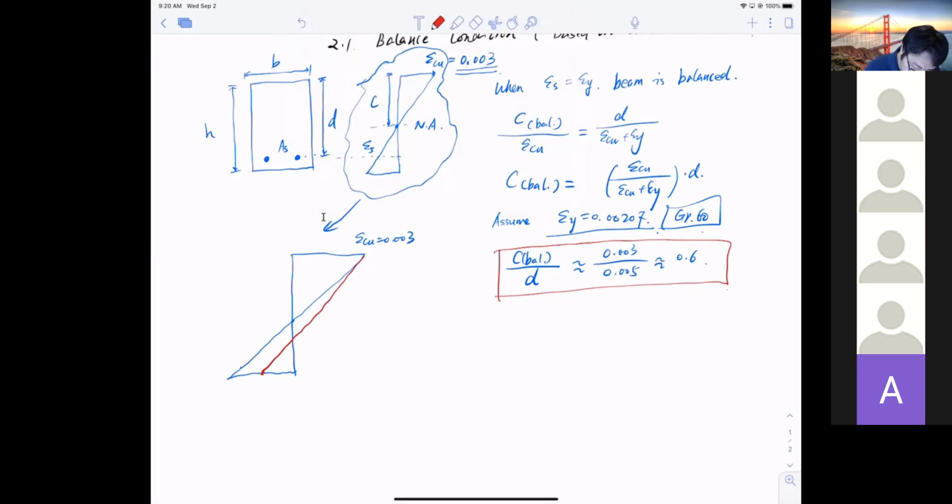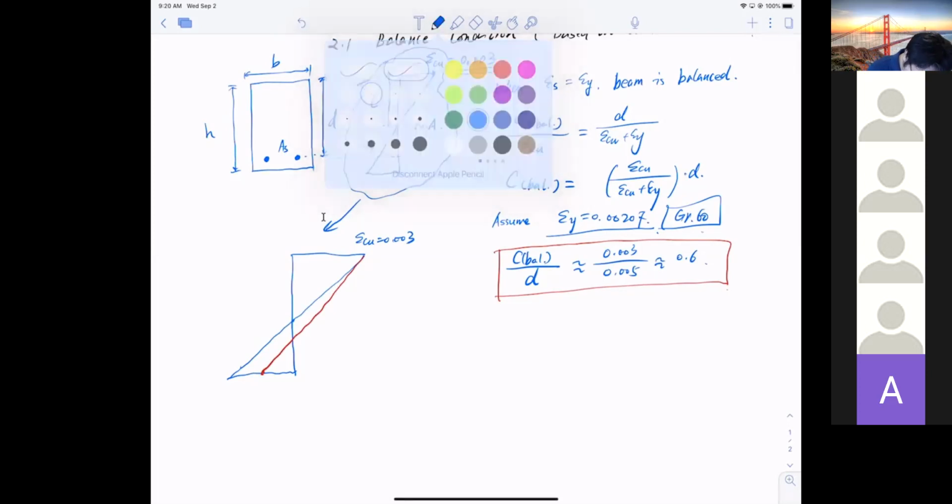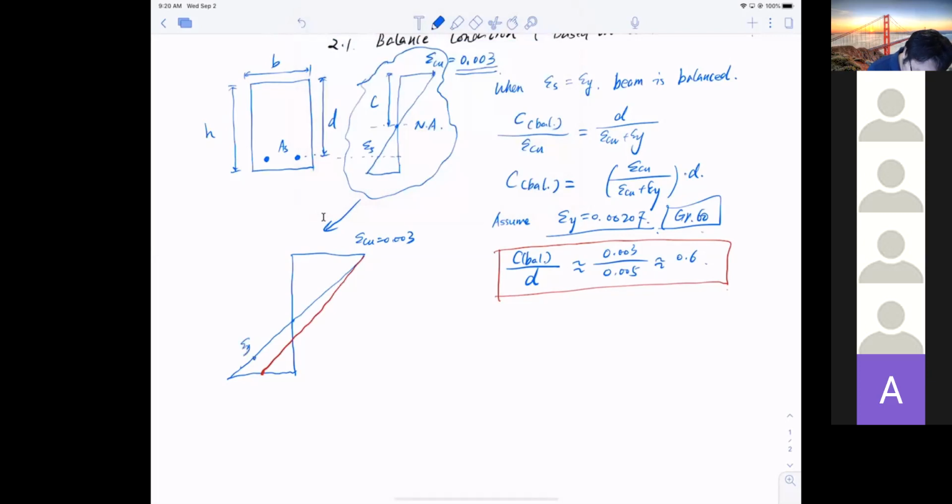So if this is epsilon y, and this epsilon s here is smaller than epsilon y, in this case, is it still yielded or not?